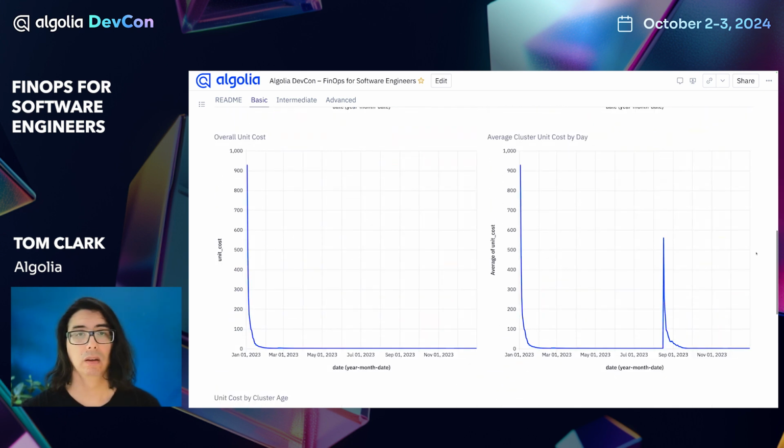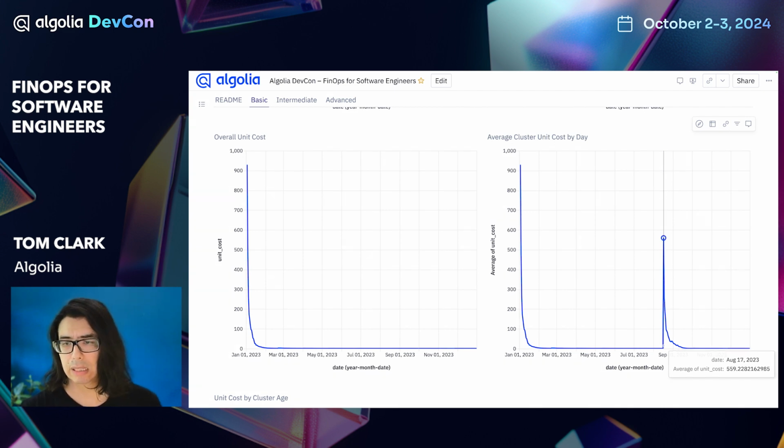When we look at overall unit costs across just the daily bill, right? How much usage do we have? How much do we pay? Overall unit costs, that graph looks the same. It's hard to tell if there were any changes. But now we can see the average unit cost per cluster. And we see that, yes, when we add a new cluster, we see a regression in this.